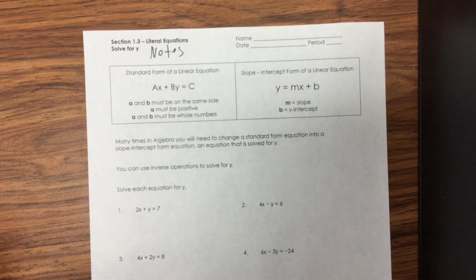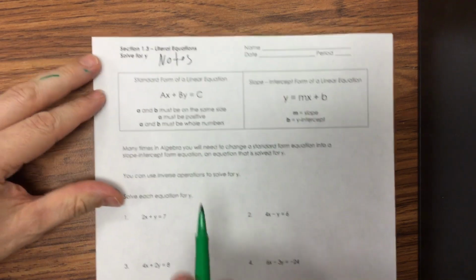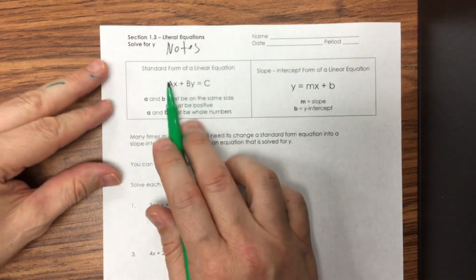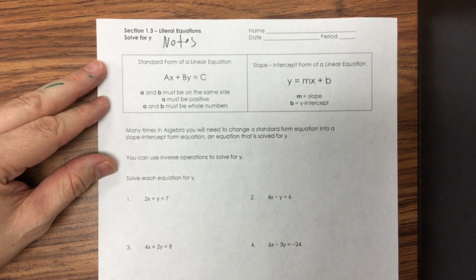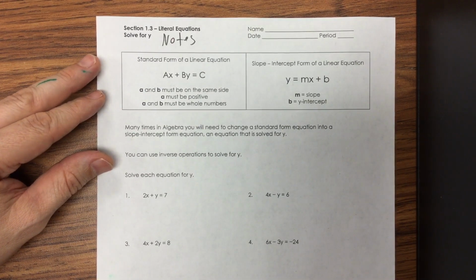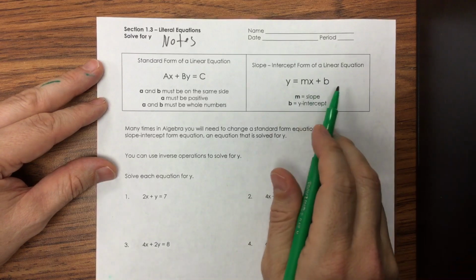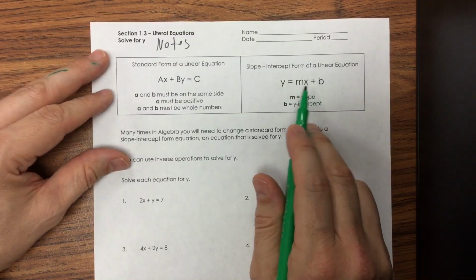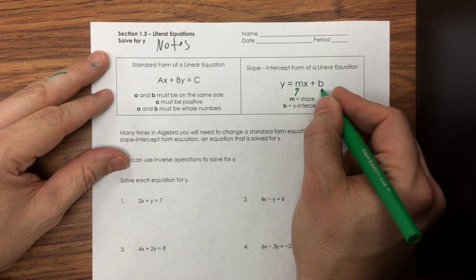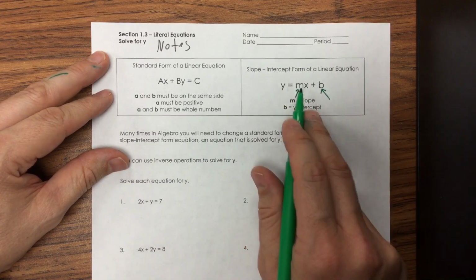Okay, so I'm going to go ahead. You're going to be seeing this form a lot this year. This is called standard form of a linear equation. The form that we prefer is more friendly because it's easy to graph and it gives us some good information. That is slope-intercept form. That's the one that we've already been talking about.